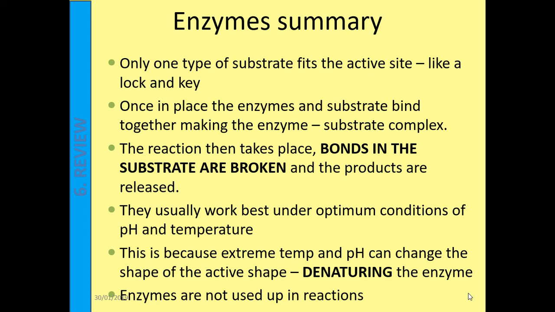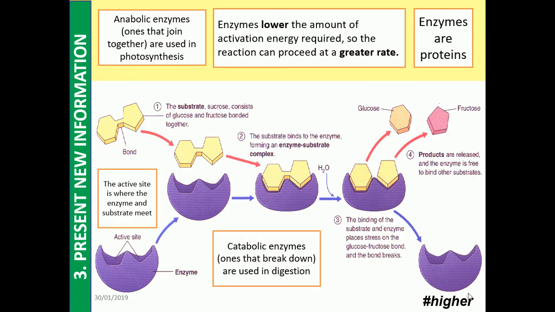This is because extreme temperature, so high temperature, and extremes of pH can cause the shape of the active site to denature, to change shape. Enzymes are not used up in reactions, they can be used again and again. We've also got the need to talk about different types of enzymes. Here again, this is the higher stuff. We know that enzymes are proteins.